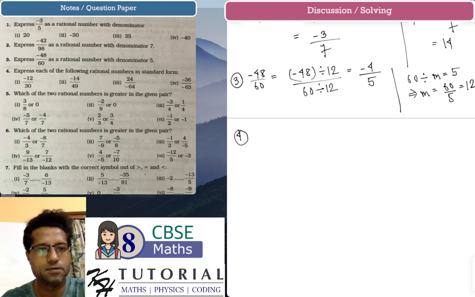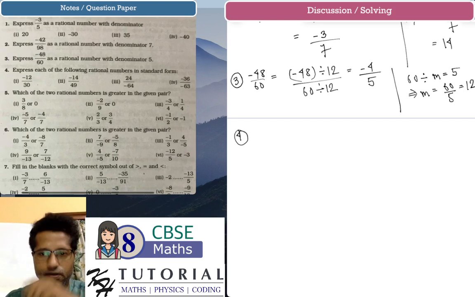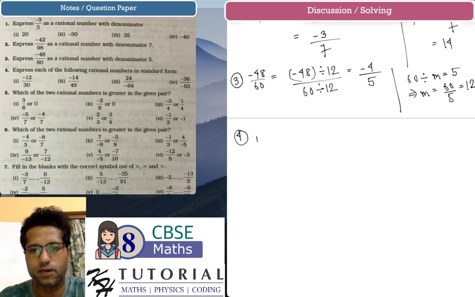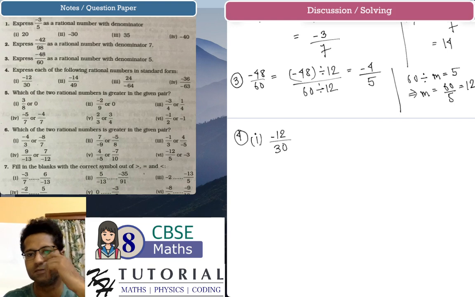Problem number 4 says express each of the following rational numbers in standard form. So we have to convert the given rational numbers into standard form. The first one is minus 12 by 30. We see the denominator is positive, it's fine, it's the first condition.